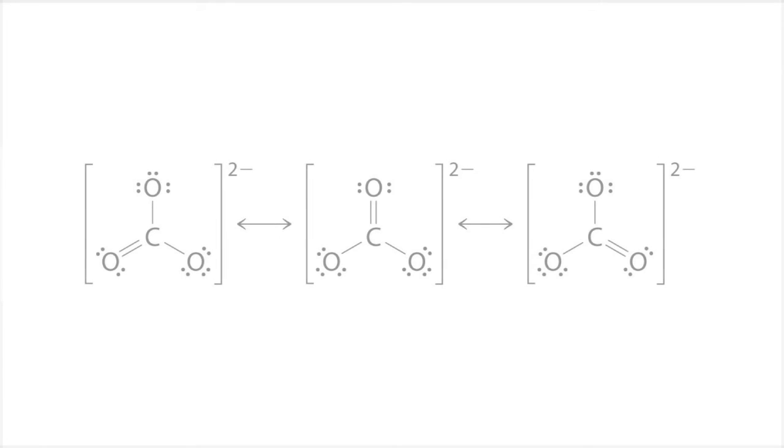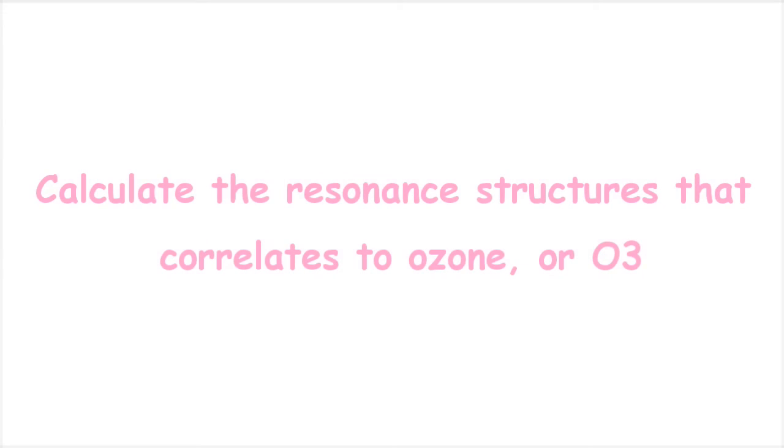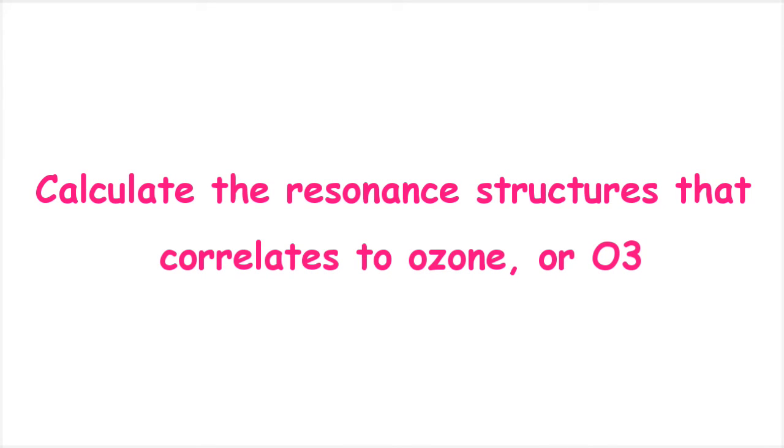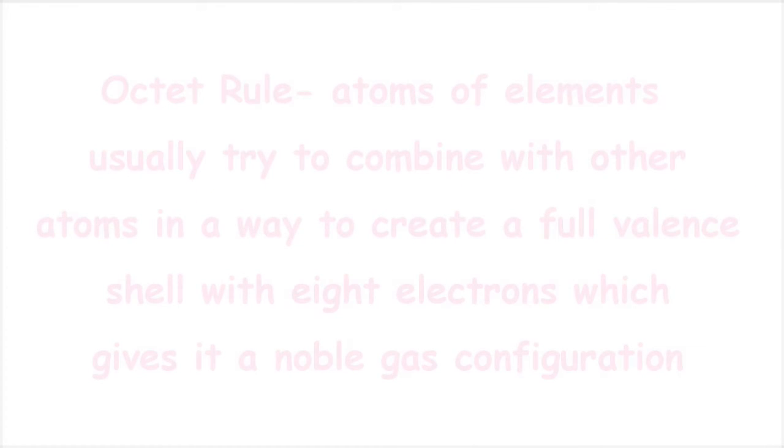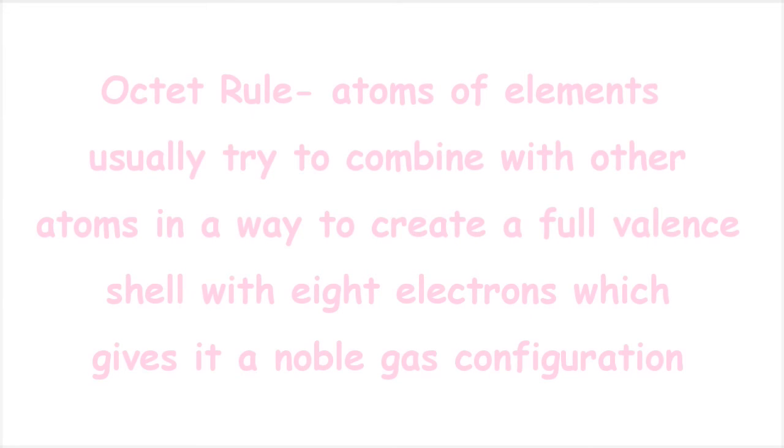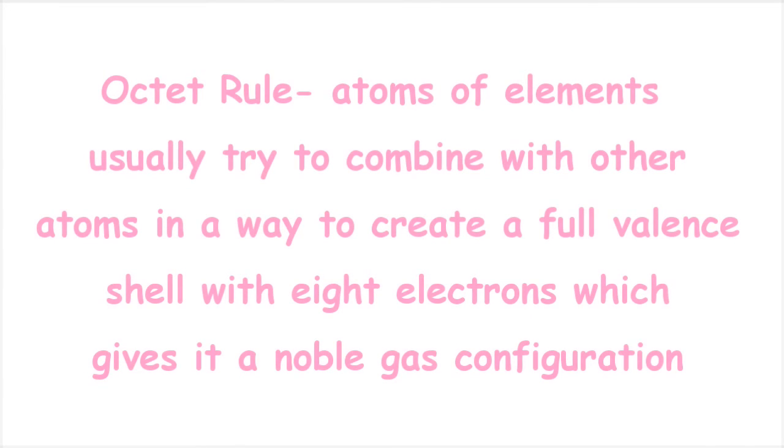However, we simply cannot draw half bonds in our Lewis structures, so in order to physically represent the resonance in a molecule structure, we must draw the structure of the molecule with every possible combination of bonds. For example, calculate the resonance structures that correlate to ozone or O3. Now, to start off, draw the Lewis dot structures for O3. Draw the 3 oxygen atoms and count out the number of valence electrons to be shared amongst the atoms.